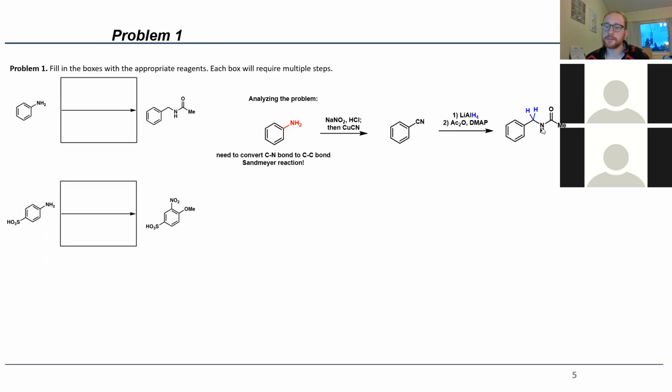Okay, so I think that with this problem, you either get it or you don't, and you figure it out based on your knowledge of the Sandmeyer reaction and the transformations you can do from it. So it's really crucial that you understand all the ways that you can apply that reaction. Any questions on this one?